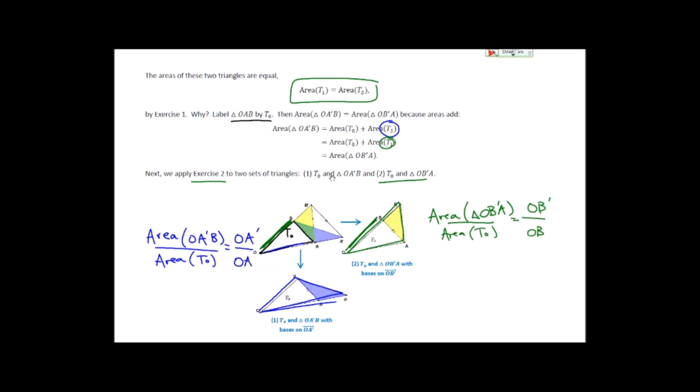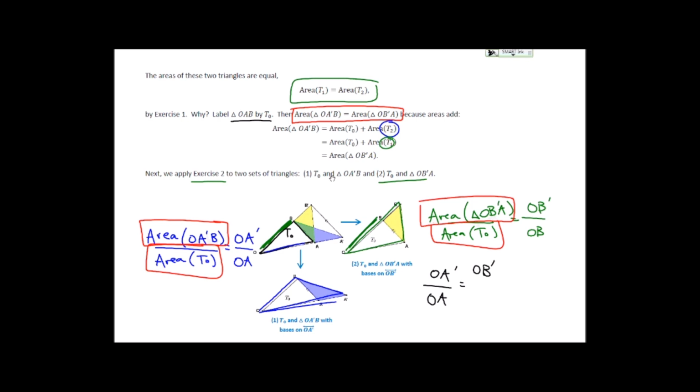Now please remember that earlier we proved that the area of triangle OA'B is the same as the area of OB'A, and the area of T sub 0 is the same as itself. So the left sides of both equations are equal, and so by substitution, I know that OA'/OA equals OB'/OB. That's written down here.